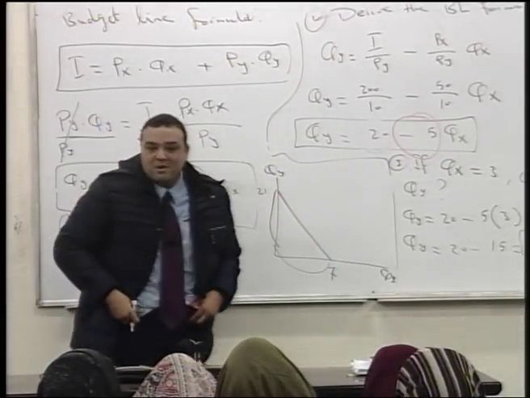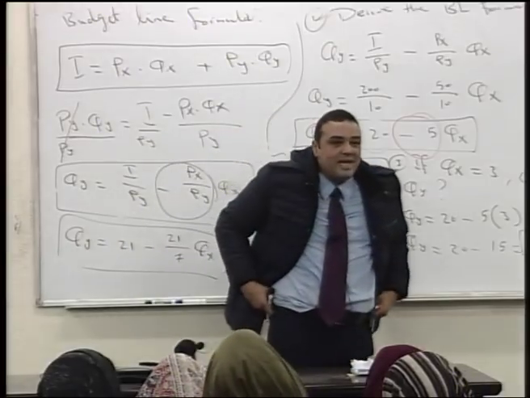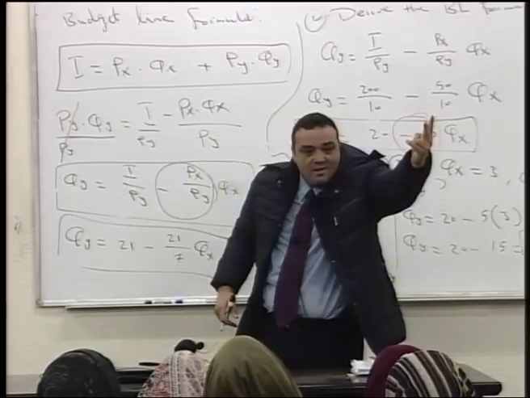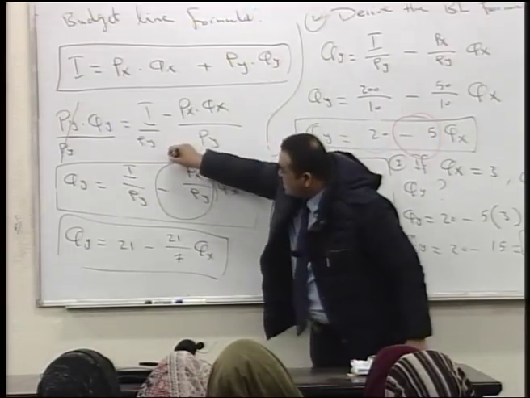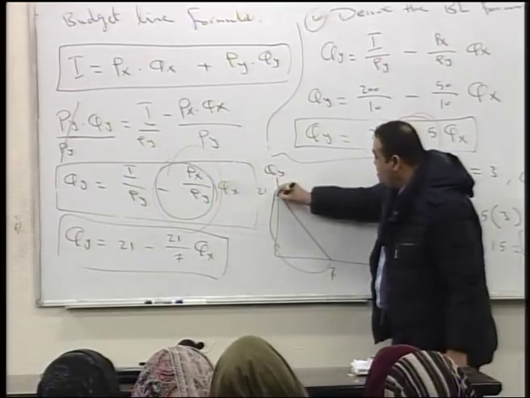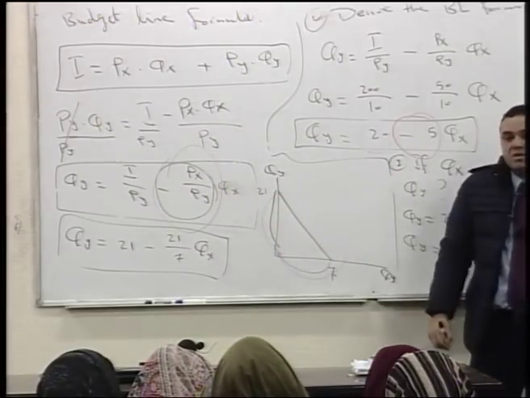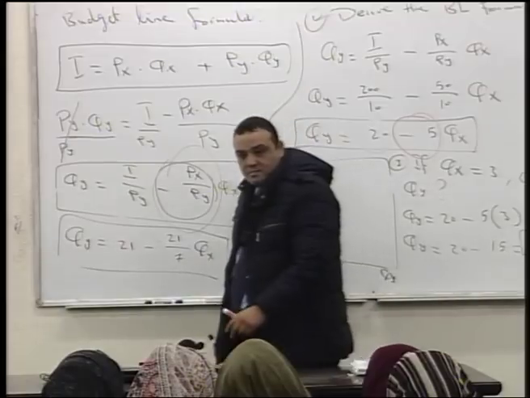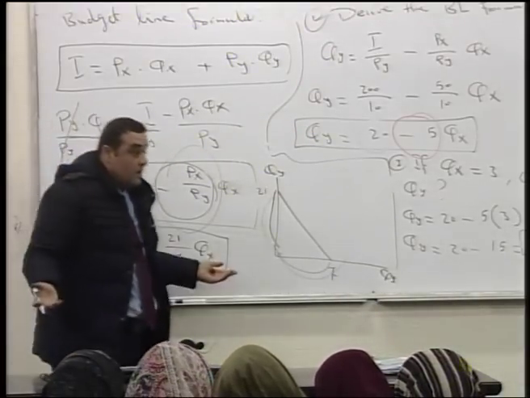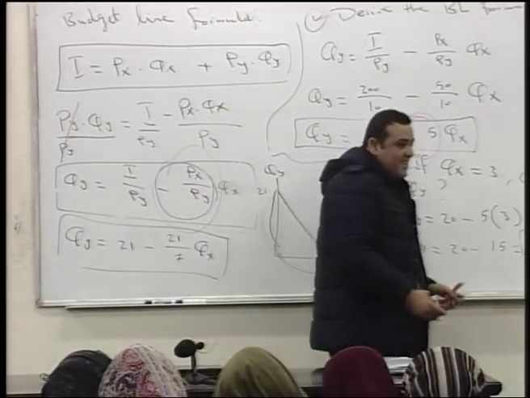So the slope of the budget line can be calculated in 2 ways: either minus the price of X over price of Y, or change in the quantity of Y over the change in quantity of X. Right? Okay, let's take a break.